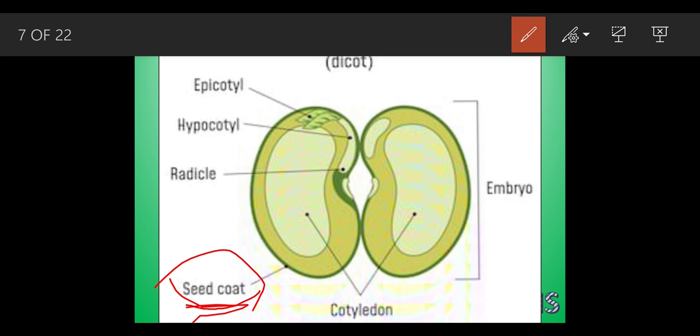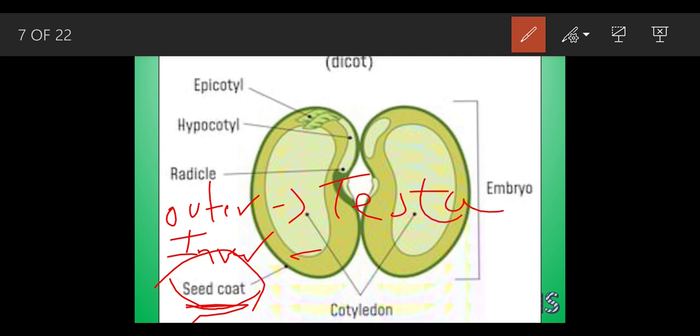These seed coats are of two types: outer and inner. The outer one is called testa. We have studied about this word. The inner one is called tegmen. Like in plant cells, there were two parts, cell wall and cell membrane, and both functioned only for protection. Same like that, the outer is called the testa and the inner is called the tegmen.